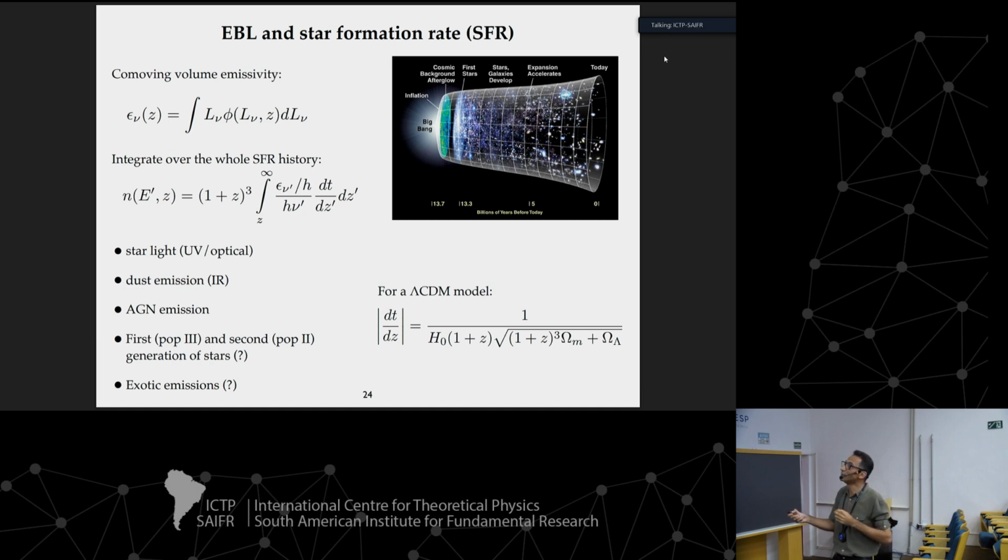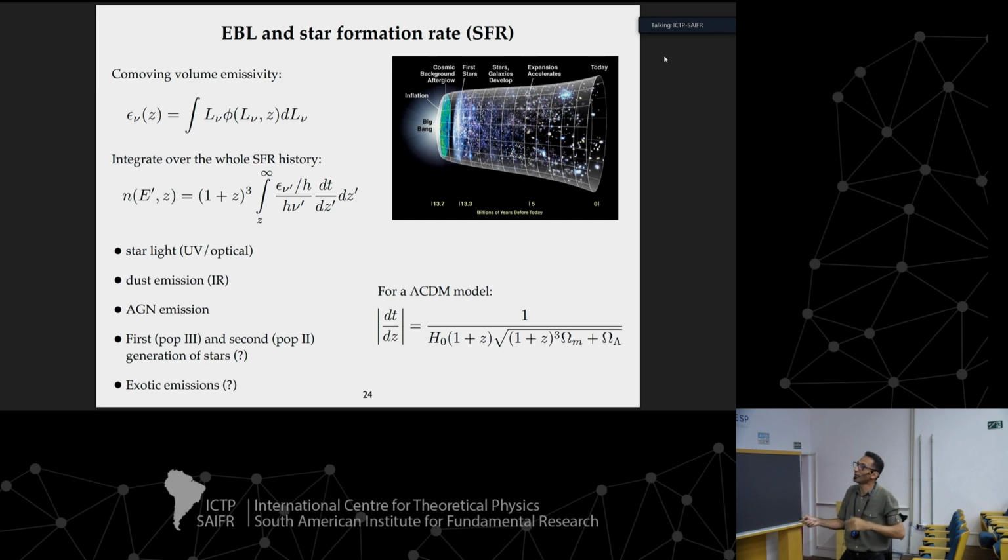So you have to know how many sources with a given luminosity in the optical or UV at a given redshift there are in the universe, and you have to integrate over all these source luminosities in order to get the energy density. You can then translate this into a number density of photons in the extragalactic medium. So it basically involves an integral in redshift, as given here.